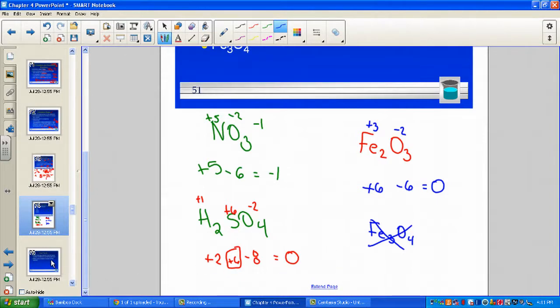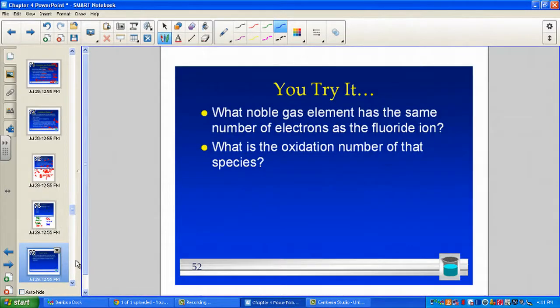Alrighty. After we cross that off, we have a you try it. What noble gas element has the same number of electrons as the fluoride ion? Well, the noble gases, of course: helium, neon, argon, krypton, xenon. So it's group 8A, the last column in our periodic table.